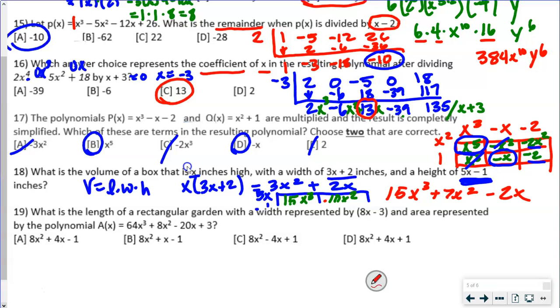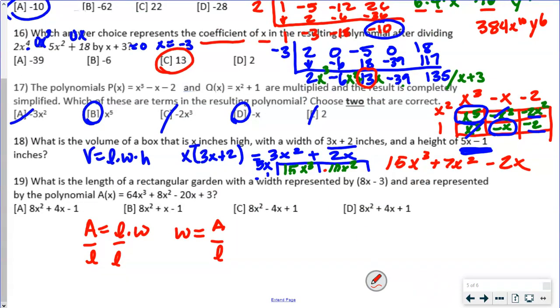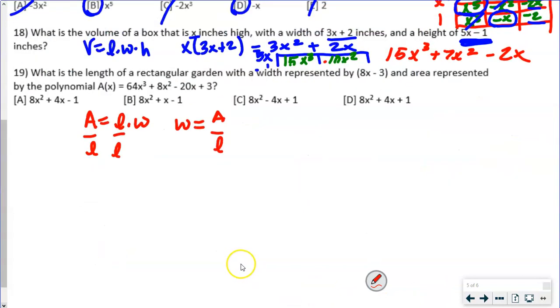We know the area equals length times width, right? So it says, what is the width? So that means I'm going to divide both sides by length, right? Because I'm trying to get width. So our width is going to be equal to the area divided by the length, right? So we have our area, right? So let me extend this down here a little bit so I have some room to work.